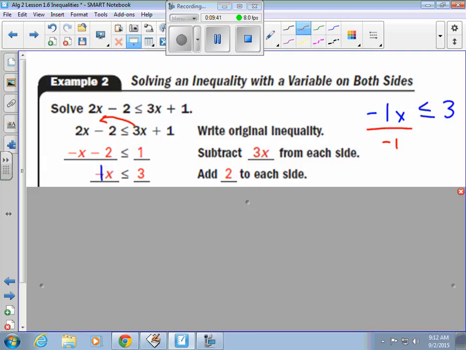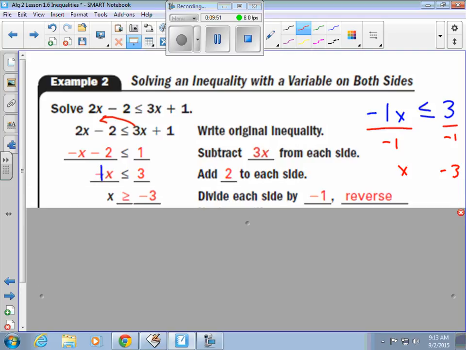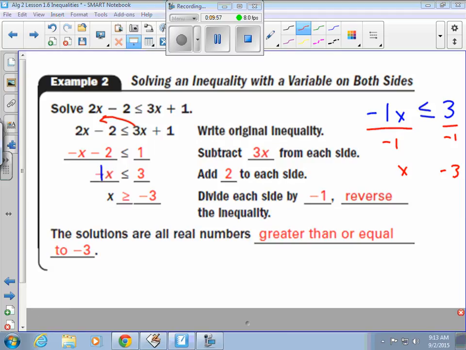When you do it to the left, do it to the right. This leaves you with x. 3 divided by -1 is -3. Now we divided both sides by a negative value, and when you do that, you reverse that symbol. From less than or equal to, it becomes greater than or equal to. So the solutions are every real number that is negative 3 or greater, or everything greater than or equal to negative 3.